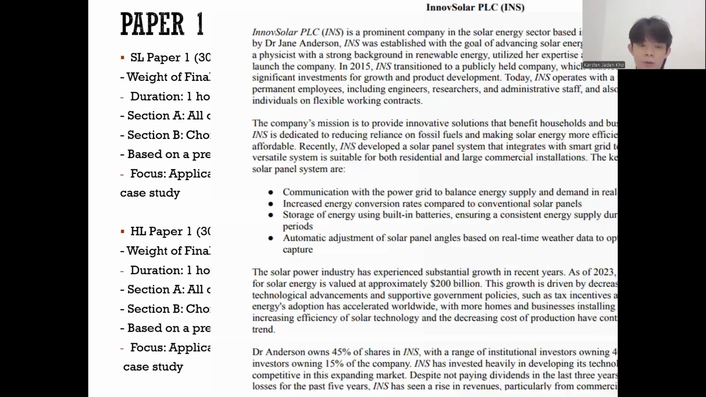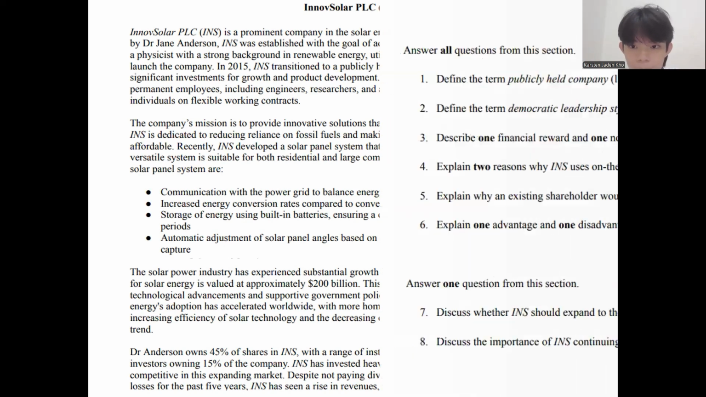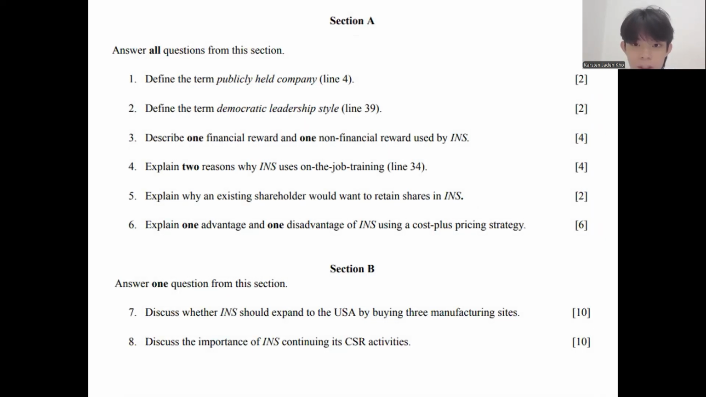As you can see over here, this is a case study found in paper 1 for both SL and HL. And over here are the questions. As you can see, this is section A, where all questions need to be answered. And this is section B, where students are expected to answer only one question.